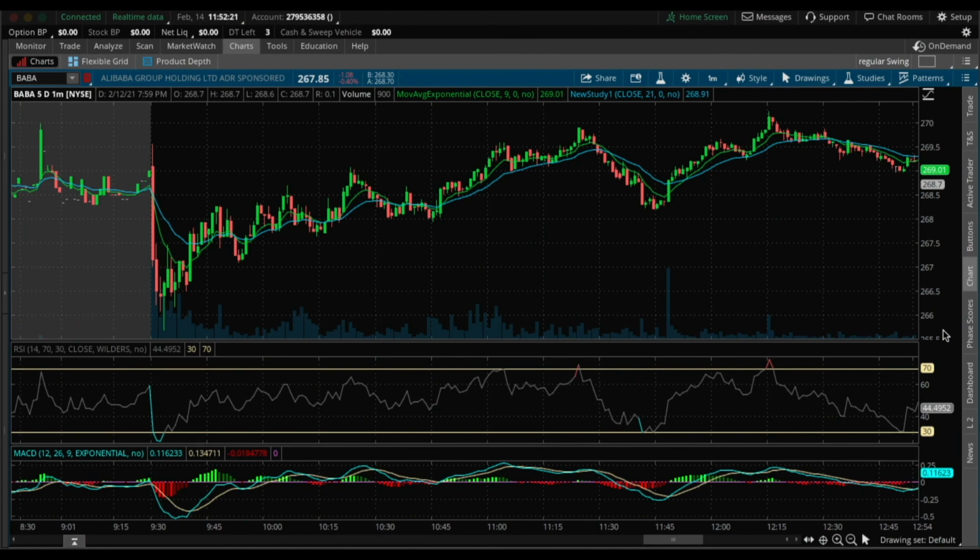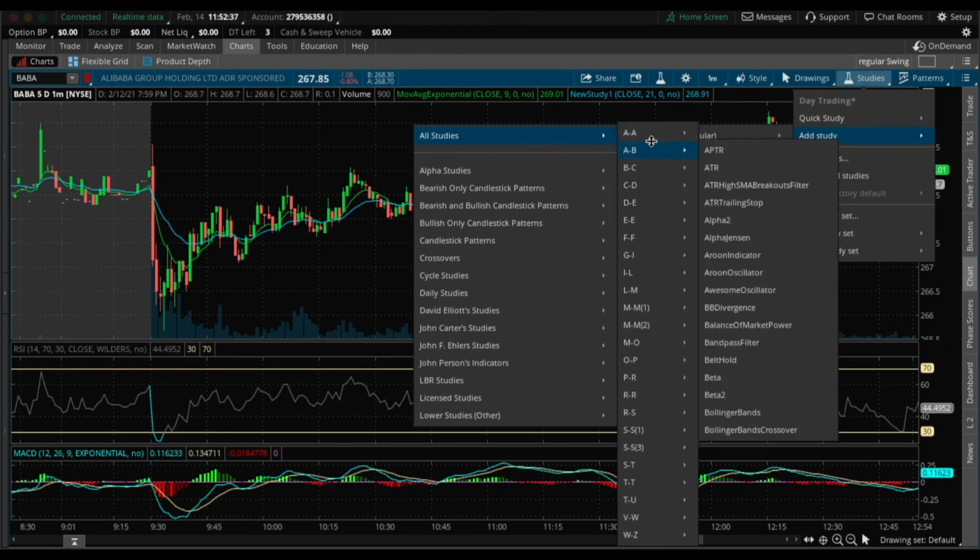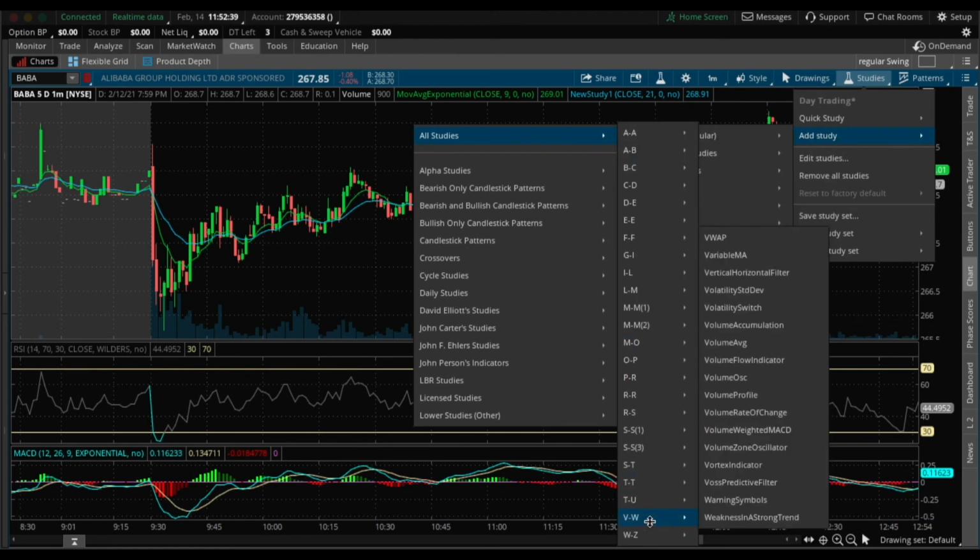So now that we have the charts pulled up, the first thing I want to go over is how to add the VWAP indicator to your charts. I'm using Thinkorswim, but I'll also show you guys on TradingView as well. So you want to go over to studies, and if you click add studies and then hover over all studies, you can go down to V to W, and then it'll be the first one at the top, VWAP.